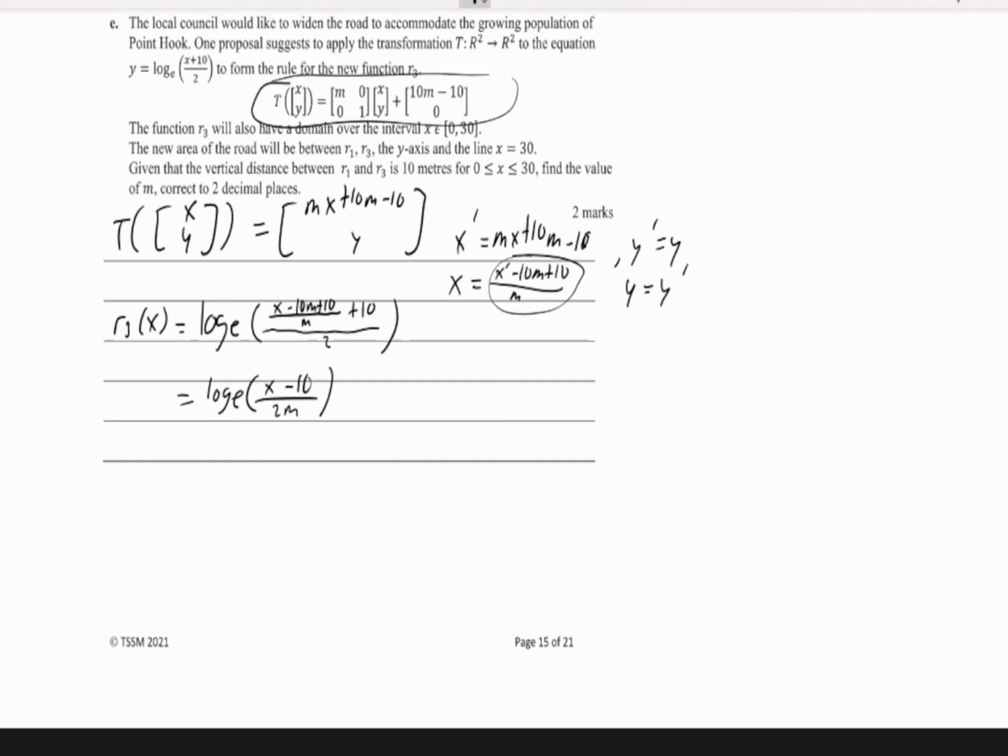Okay, now to find m, you just do R1 minus R3 equals 10, because it tells you the vertical distance between these two functions is 10 meters. And when you solve that, you can get m equals 1 on 6,000 e to the power of 10, which is approximately 3.67.